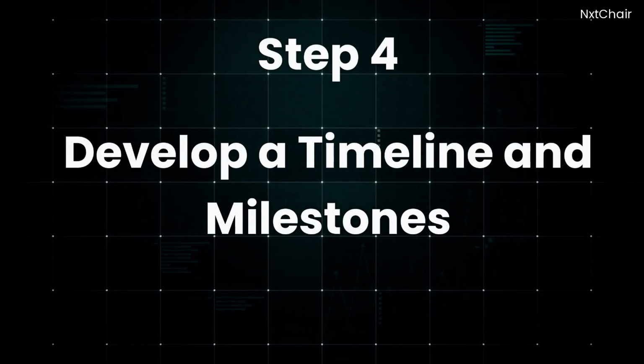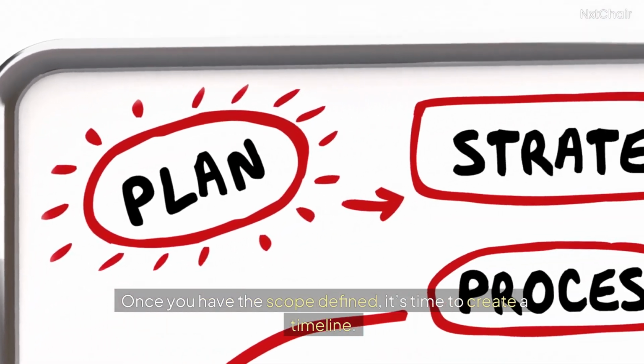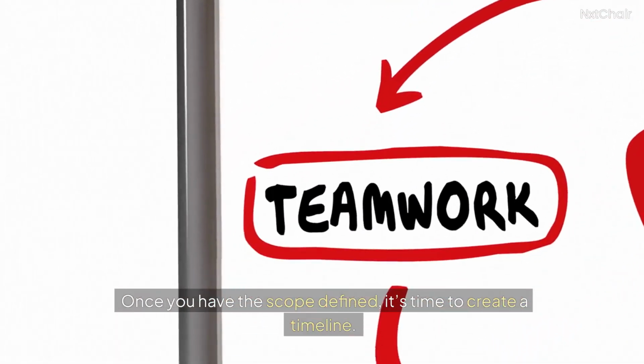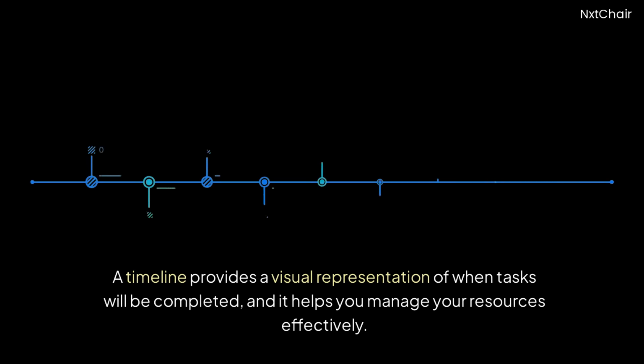Step 4. Develop a timeline and milestones. Once you have the scope defined, it's time to create a timeline. A timeline provides a visual representation of when tasks will be completed, and it helps you manage your resources effectively.